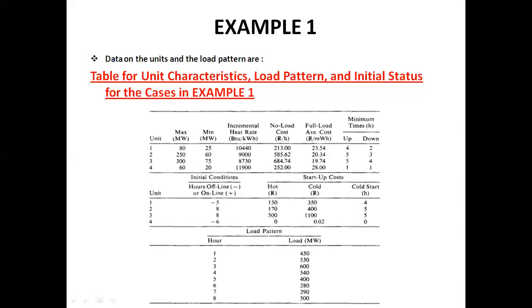So another part is the load pattern. We have used 4 units and 8 hours of load pattern. For hour 1, the load demand in megawatt is 450. For hour 2, it is 530. For hour 3, it is 600. For hour 4, it is 540. For hour 5, it is 400. For hour 6, it is 280. For hour 7, it is 290. For hour 8, it is 500. This is the load pattern.